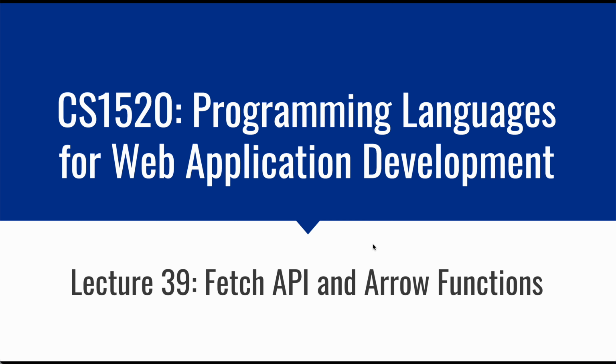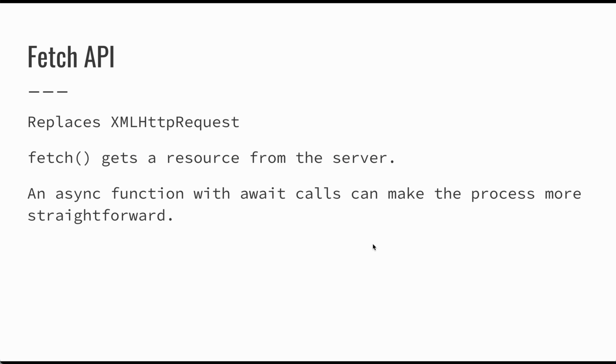Now that we've introduced the idea of a promise, we can see how that can be used with the fetch API that is in JavaScript. We're also going to talk a little bit about arrow functions because you see this used a lot in conjunction with the fetch API. So we can use fetch to replace XMLHttpRequest. XMLHttpRequest is a little bit more object-oriented. Fetch is going to work a little more closely with this promise API that we've already seen.